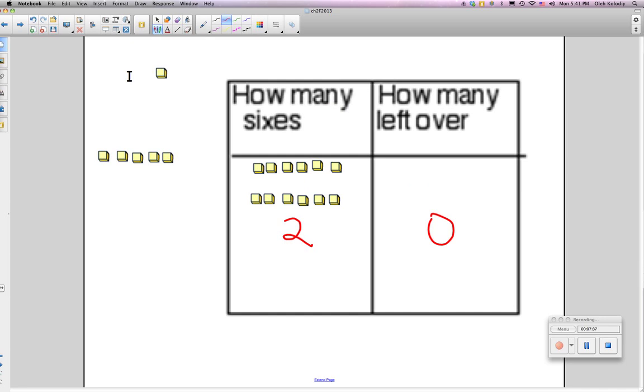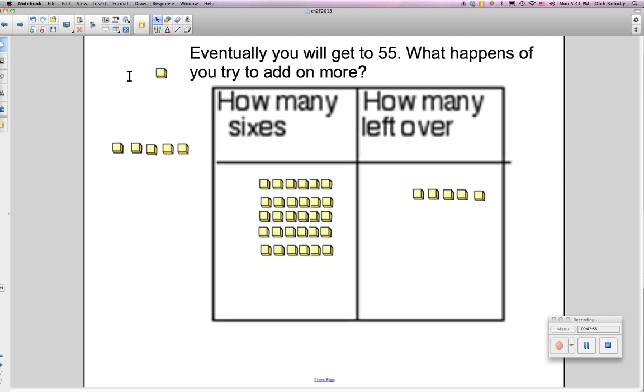And none here. If we keep adding objects, we have 2, 1, 2, 2, 2, 3, etc. We keep repeating this process.